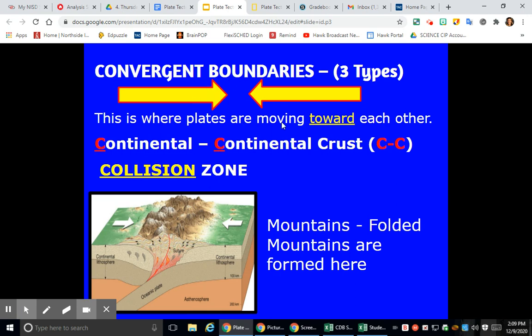Convergent boundary will be the second type. This is where plates are moving towards each other. So if we talk about a continental crust coming towards each other, so that's land and land crust coming towards each other, you have a collision zone. Mountains, folded mountains are formed here, like the Himalayas.